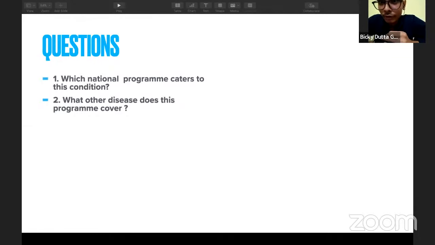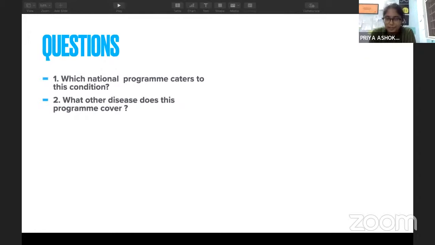NPCDCS, National Program for Prevention and Control of Cancer, Diabetes, Cardiovascular Disease and Stroke. Okay, what other disease does this program cover? Barring these five, that's obviously there in the name. Anything else? One more. Tuberculosis, something more general. So tuberculosis is NTEP, no, why worry? Anything? You're very close, actually. It's not TB.